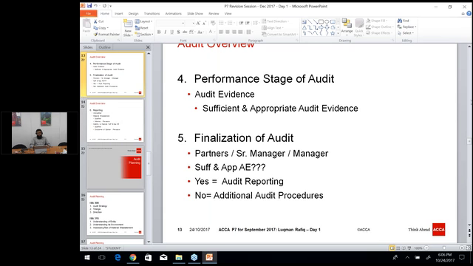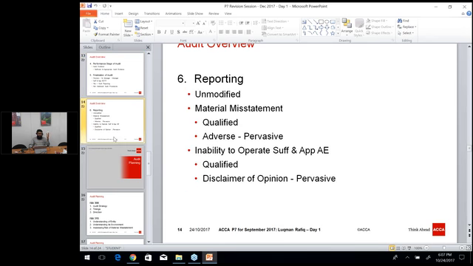Finalization of the audit involves that the senior management or partner is going to review the financial statements and the working papers, and would tell you whether sufficient and appropriate audit evidence has been obtained or not. If it has been obtained, they would proceed to reporting. If not, they would suggest that additional audit procedures be performed. And lastly, we talked about reporting, that there are various types of report, including unmodified, qualified, adverse, and a disclaimer of opinion.